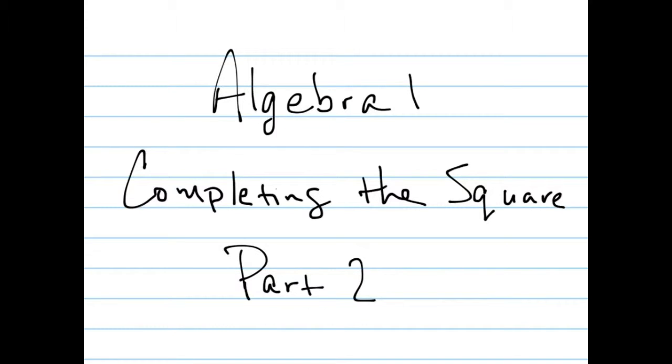So today we're doing some more completing the square. Yesterday, the ones we were completing the square with had a lead coefficient of 1, which usually makes them neater. But we're going to mess with that a little bit today. Our first example has a lead coefficient of 2.